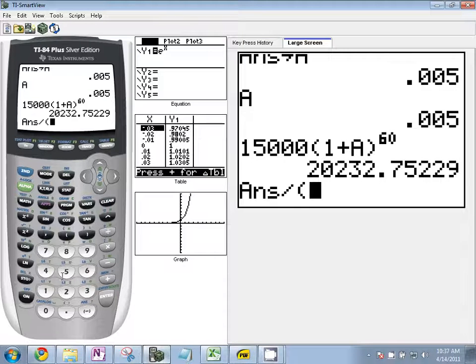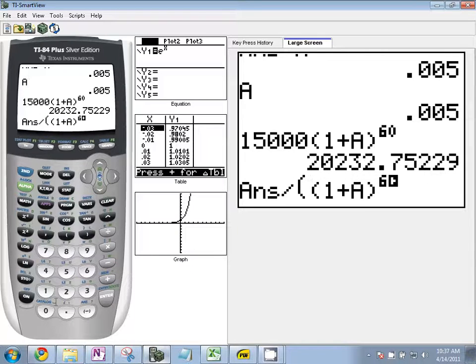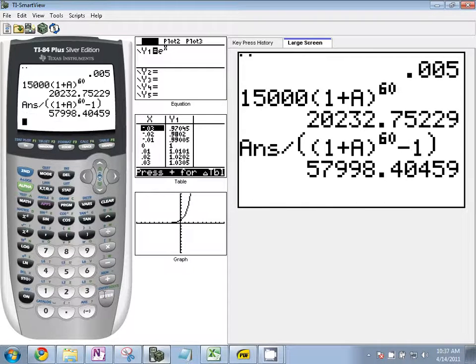Let's do double parenthesis. 1 plus what? To the minus 1. Whoops. What seems to be the problem? Oh, do you know what I missed? What's missing right there?